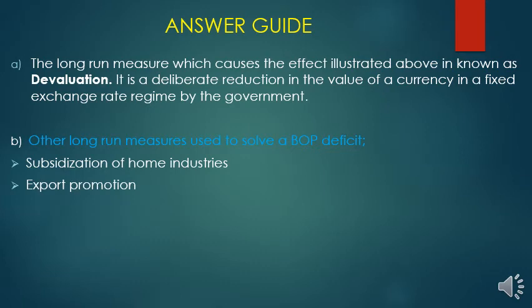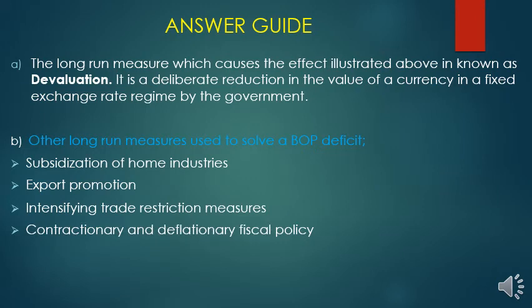Export promotion. They can decide to promote export by even eliminating taxes on export. Intensifying trade restriction measures, like I was saying. We also have contractionary and deflationary fiscal policies. So these are the other measures, or other long-run measures. Please be very specific, because there are short-term measures and there are long-run measures.